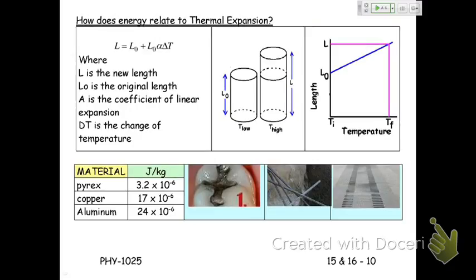So let's go back. Okay, we have our original length and our original temperature, and then we have our new length and our new temperature. Basically, our new length will equal our original length plus a little bit. And this little bit is the original length times this little coefficient of expansion times the temperature change. Delta means change in temperature. And that should not be a dt down here, that should be a delta T. It's the Greek letter delta.